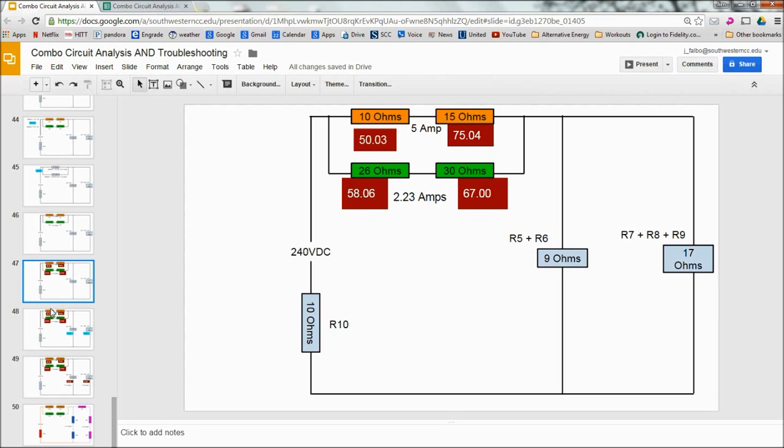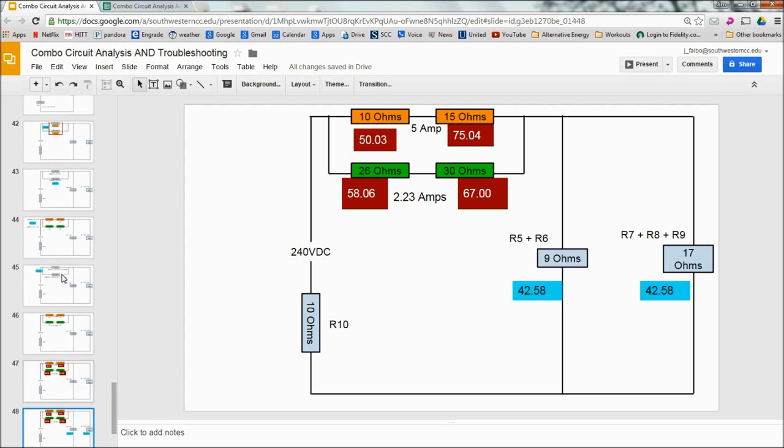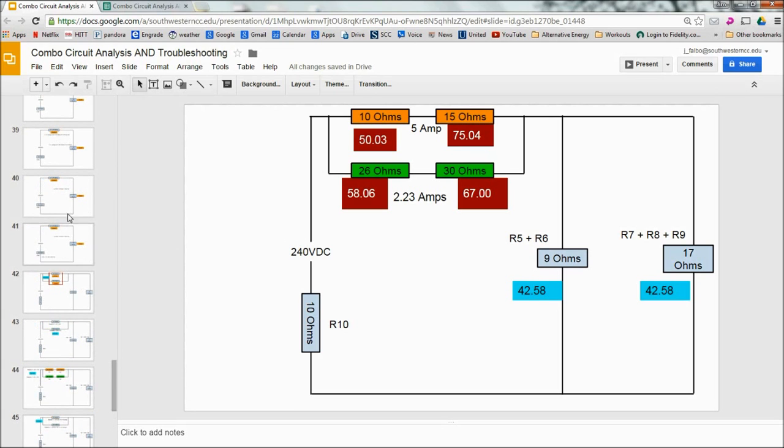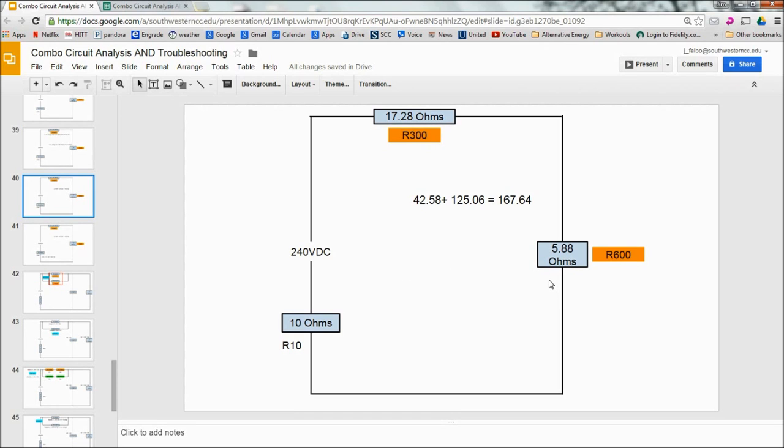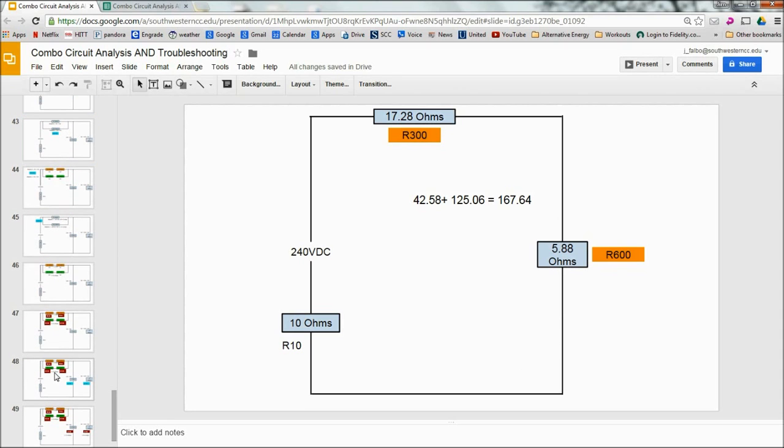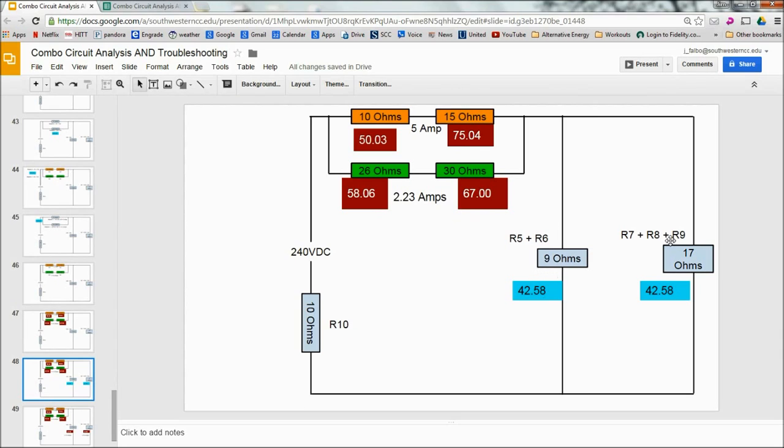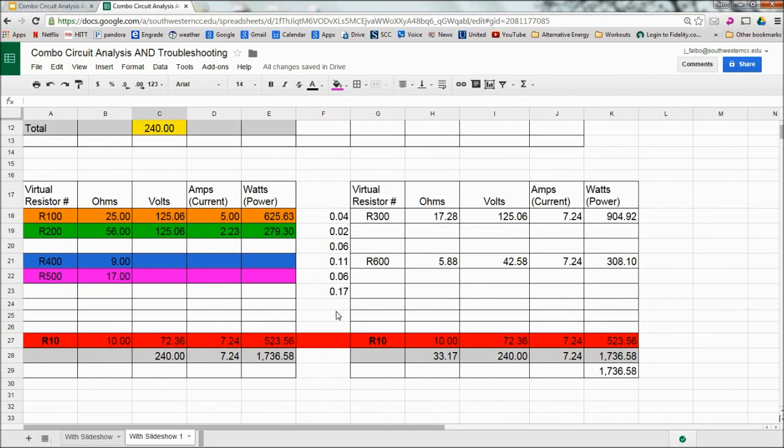Now that I know all that, I need to look at these two branches that are in parallel, and I've calculated a voltage drop of 42.58 volts. Now I did that calculation when I had this circuit simplified as far as I could. So this R600 had that voltage drop across it, and that gave me the ability to know that these two virtual loads in parallel have the same voltage drop. So let's go back to our spreadsheet and check that out.